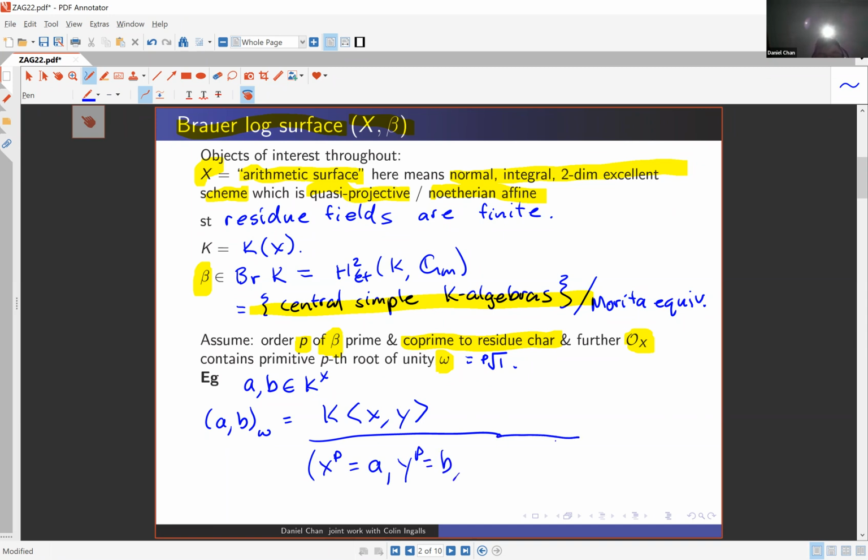And then the non-commutativity comes from the fact that, well, it's not too badly non-commutative. The y and the x skew commute. So yx is only equal to omega xy. And when you do this, you'll see that you do get a finite dimensional algebra, and it's quite easy to see that the dimension of this is going to be p squared over K. So this will be a central simple K-algebra. And that's the type of thing that I want to enrich this arithmetic surface with.